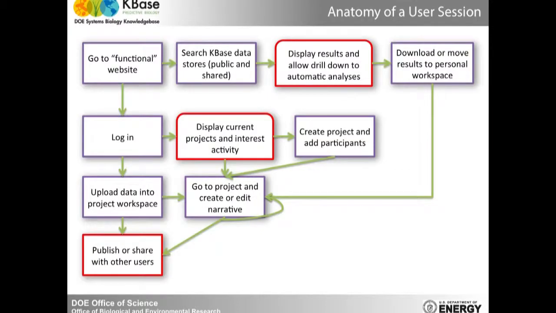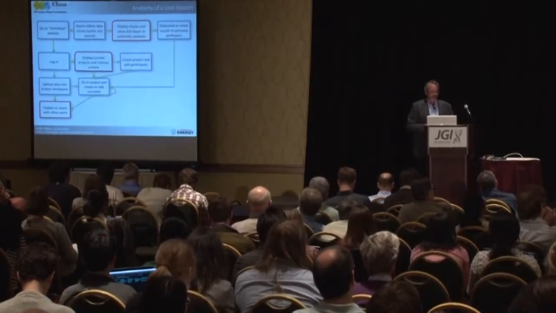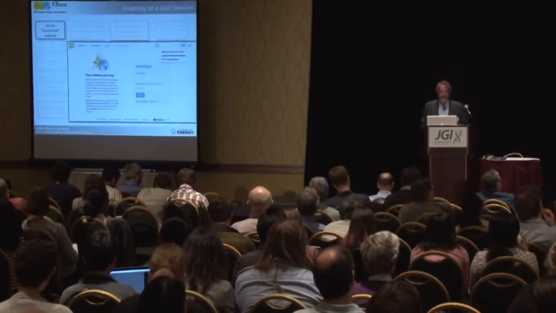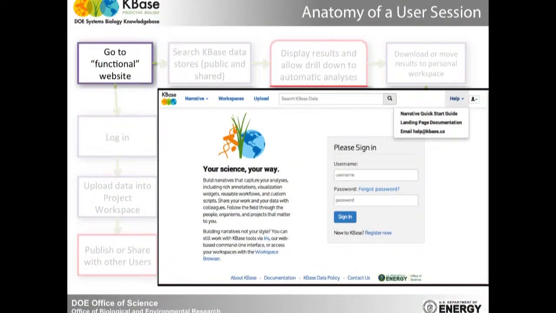This is sort of the workflow that we're talking about with the users. You go to some functional website. You can search KBase data and play with that data and download it into your personal workspace. You can upload your own data into that workspace and make it private. You can then begin to play with it. I'll talk about how you play with it, and then you can publish it. So here you're going to the functional website.